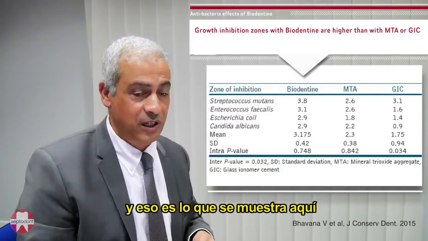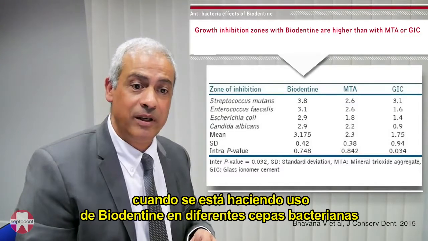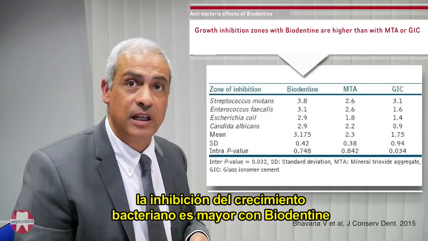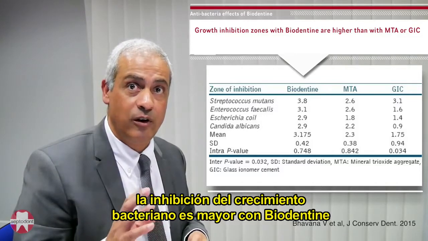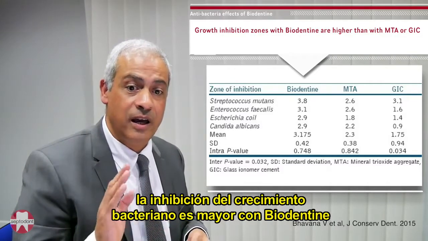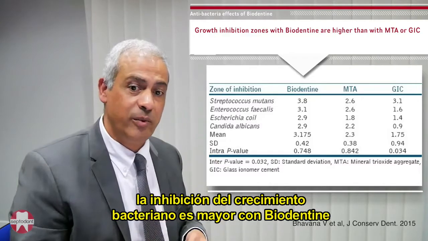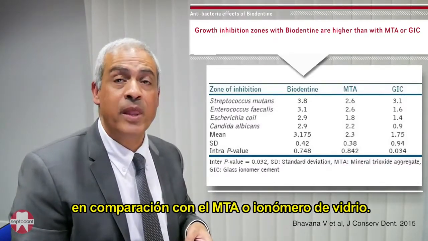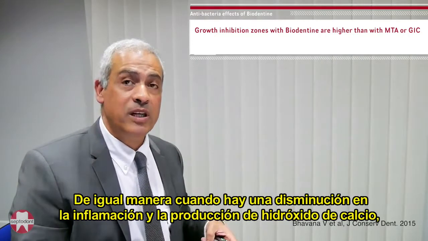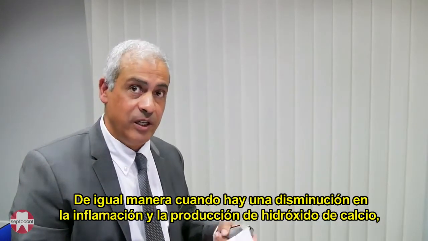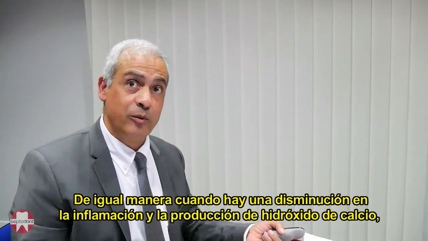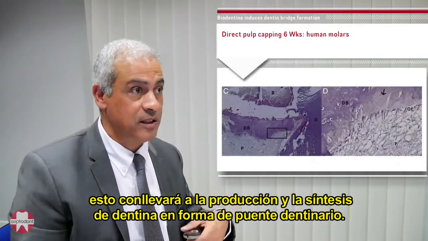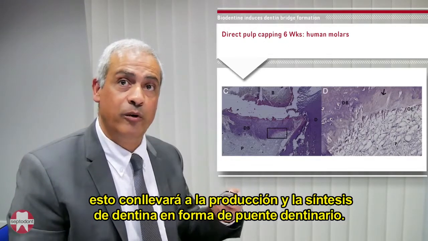So the alkaline pH produced after setting is responsible for the antibacterial effects of Biodentine. This is what you see here: when you apply Biodentine on different bacterial strains, you notice an inhibition of the growth of all these bacteria, and this inhibition is much higher with Biodentine than with MTA or glass ionomer cement. In the same way, there is a decrease of inflammation and production of calcium hydroxide, which leads to the synthesis of dentin in the form of a dentin bridge.